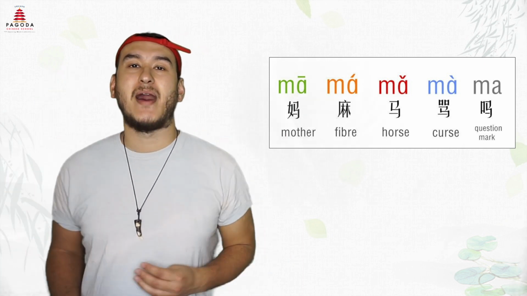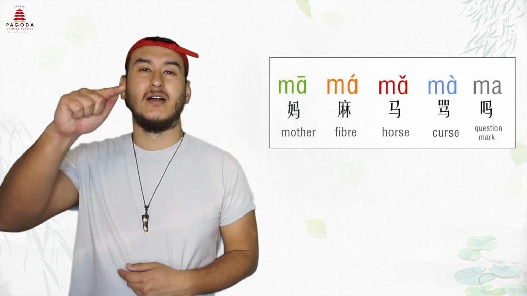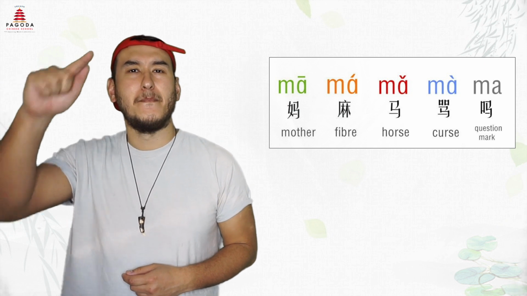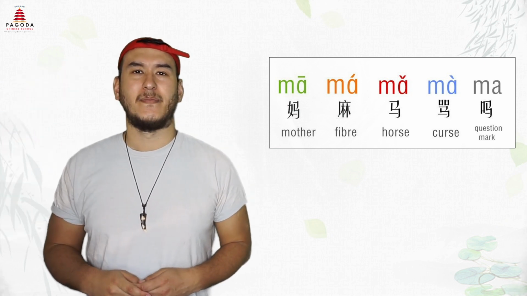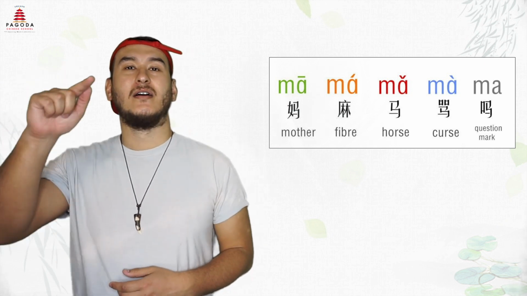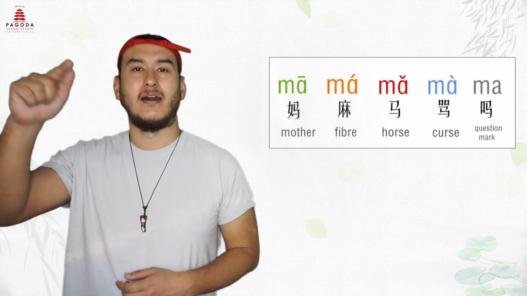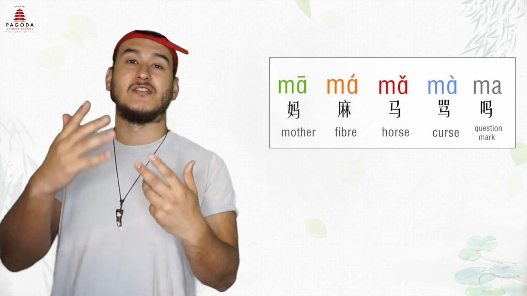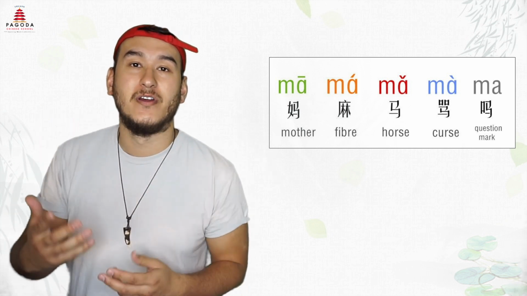So let's practice saying ma with the 4 tones combined. Ma, ma, ma, ma. Okay, and again. Ma, ma, ma, ma. Okay, by the way, we can use our hands to sort of suggest the pitch of the tone.